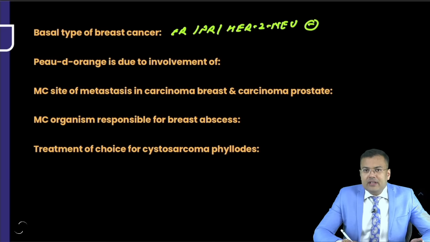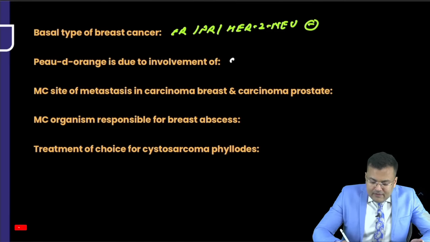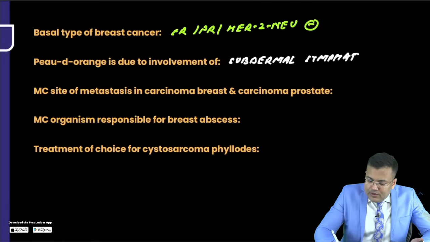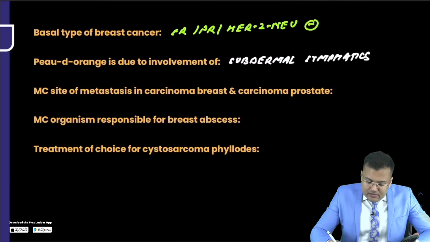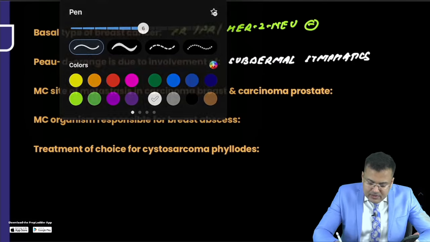So, peau d'orange is due to involvement of subdermal lymphatics. This is because of involvement of subdermal lymphatics. And you know, there is lymphatic permeation by tumor cells, so there is lymphatic obstruction by tumor cells. Clear? So, it is because of involvement of subdermal lymphatics.